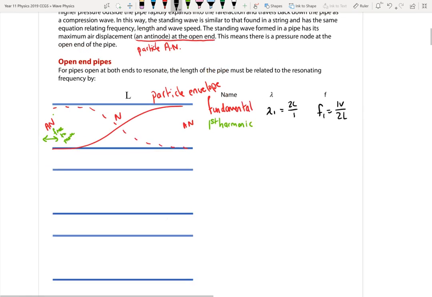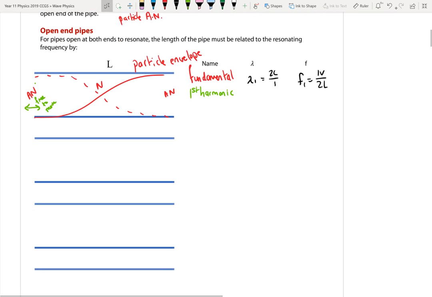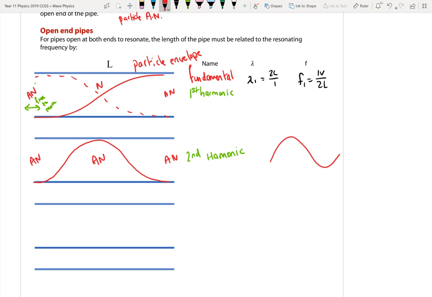Okay. And now we're going to do the second harmonic. Same deal, we're going to have antinodes at the end of each pipe, and then we're going to put an antinode in the middle. And so now this is going to be one wavelength. But again, we don't often sketch wavelengths like that. We're just not familiar with seeing it like that. Normally we want to see it like that, which is what the second harmonic of a string would look like. This is the second harmonic of our open pipe.